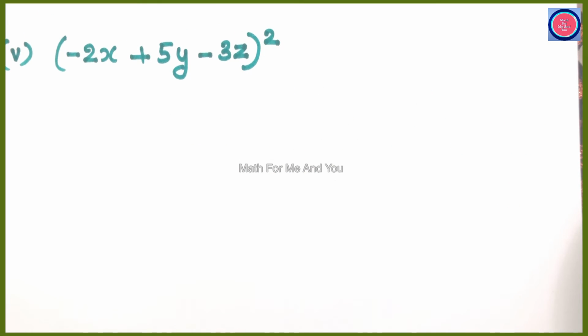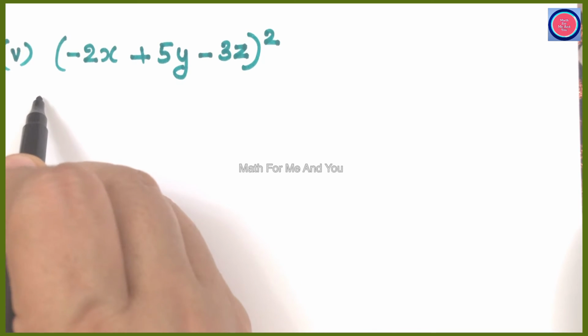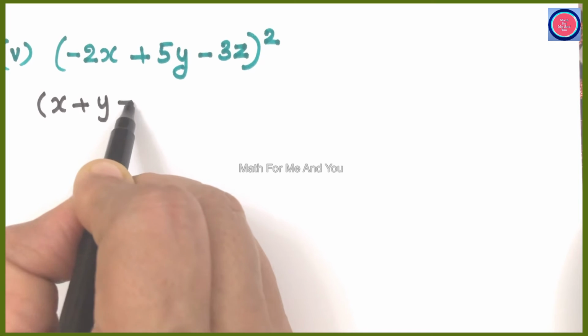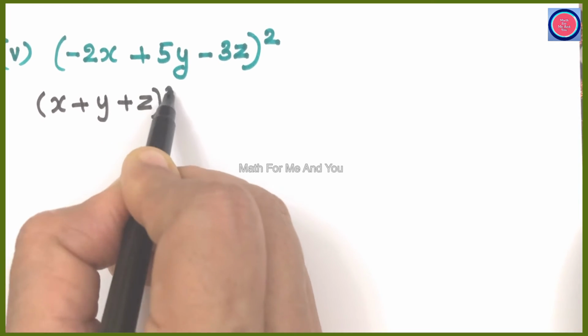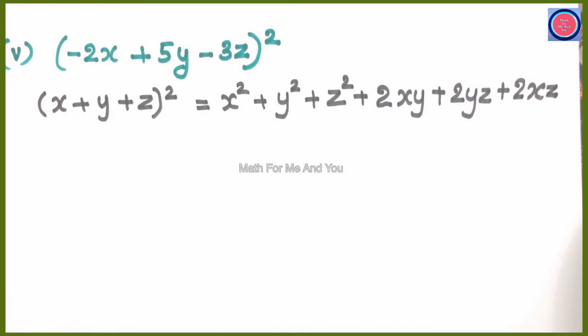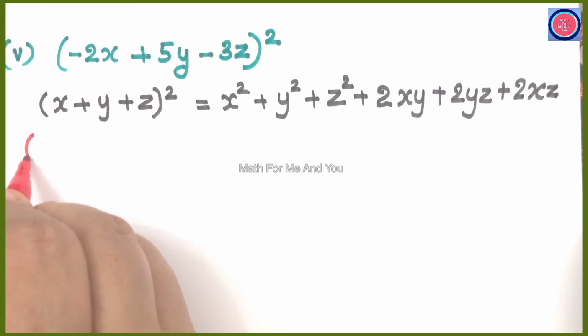Same way we can answer the fifth question, minus 2x plus 5y minus 3z the whole square. First of all, we will use here the identity x plus y plus z the whole square, and we know what is the expansion of this identity. It is x square plus y square plus z square plus 2xy plus 2yz plus 2zx or xz. And now we write the question below this and compare.